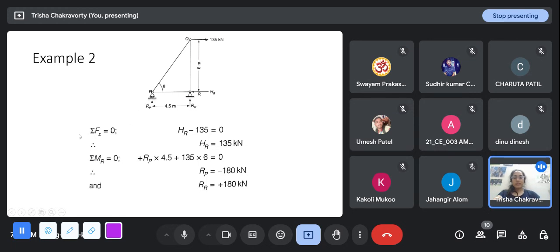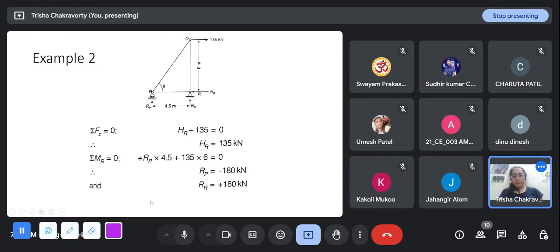One is sigma Fx equal to 0. There is one load here, 135, and one horizontal reaction here, HR. I've assumed it is towards the left, so HR minus 135 is 0. So the horizontal reaction is obviously 135 in the left direction.